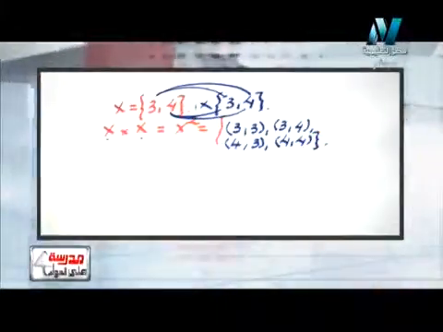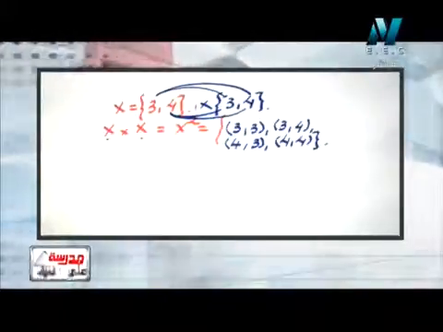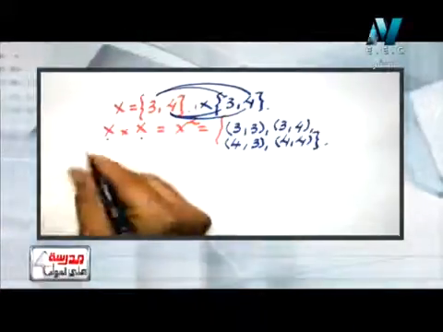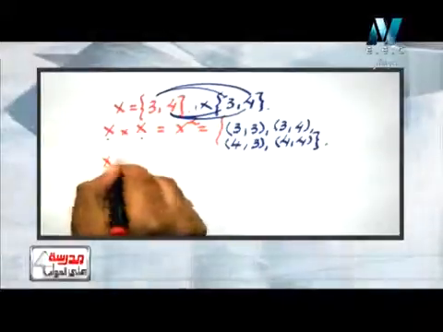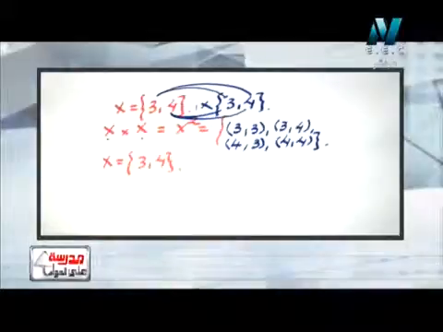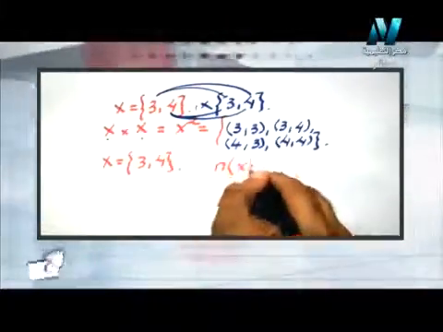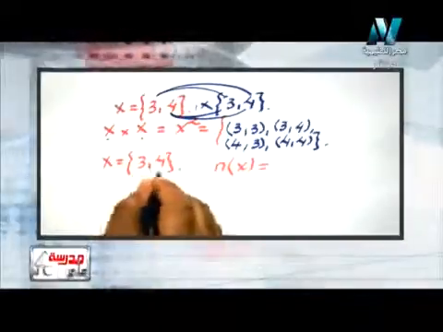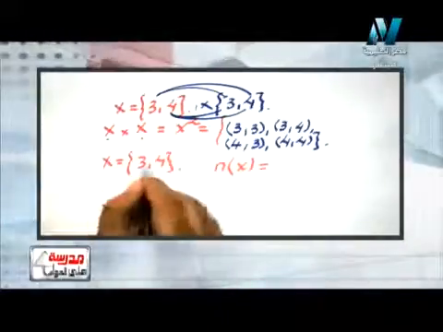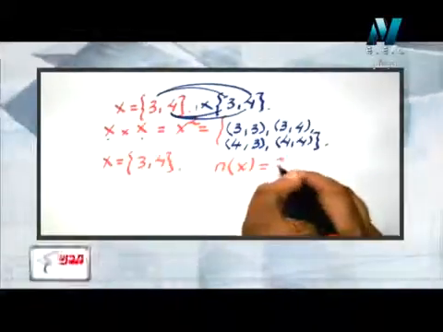Okay, we have here a new question. If I have x with elements 3 and 4, then can you find n of x? Very simple. Count the number of elements of x. Here we have 2 elements, so n of x equals 2.